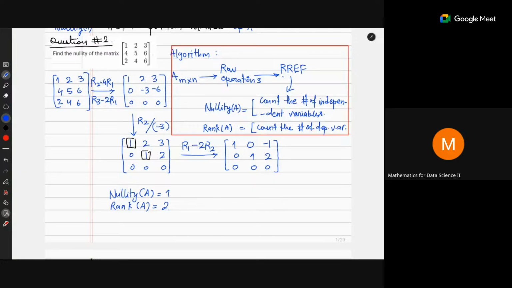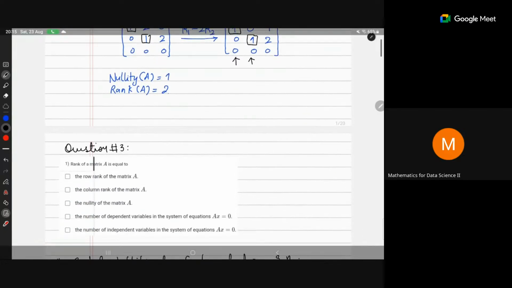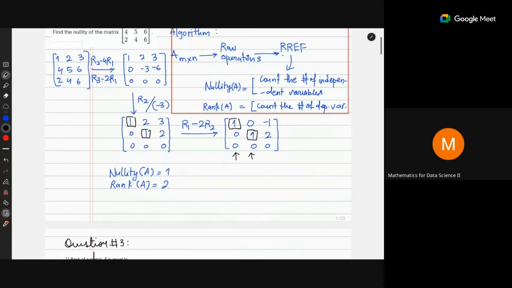So what is a pivot element? Pivot element is the first entry of the non-zero row. That should be 1. And the column in which the pivot element appears has all the other entries 0. So there are only two pivot elements. This is the first pivot element, this is the second pivot. Only in the first column and the second column, all the other entries besides the pivot element should be 0. Okay, got it, sir. Thank you. But in the third column there is no pivot. Is there any pivot element in the third column? No. So we cannot do anything. It can remain as it is.